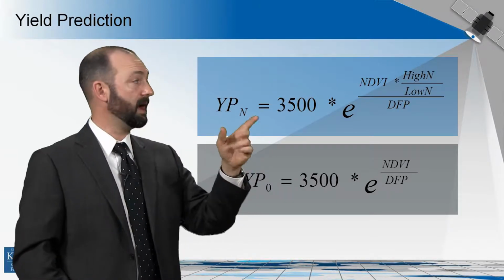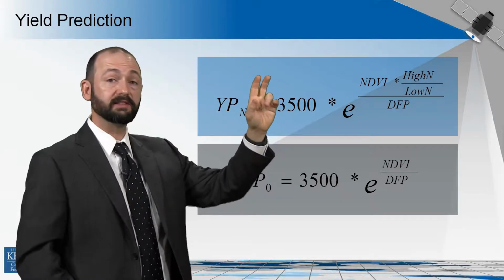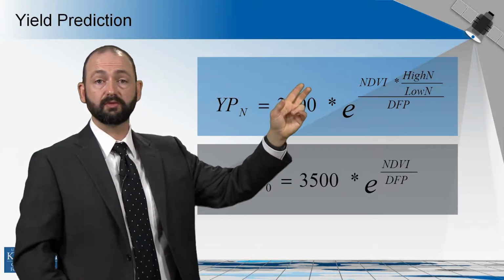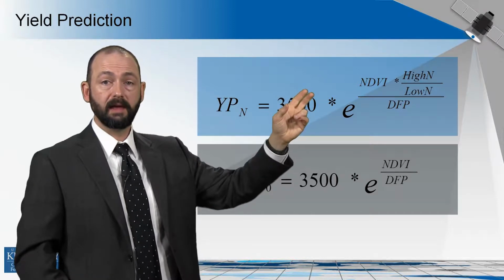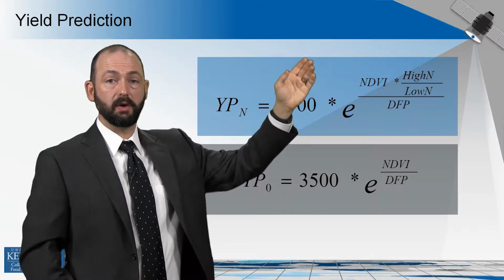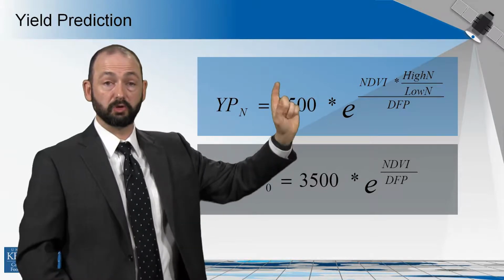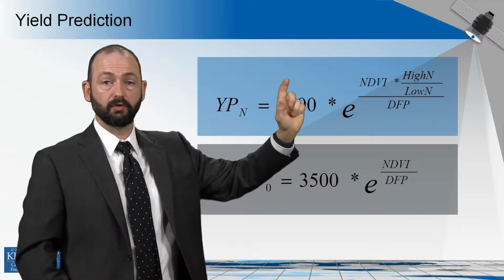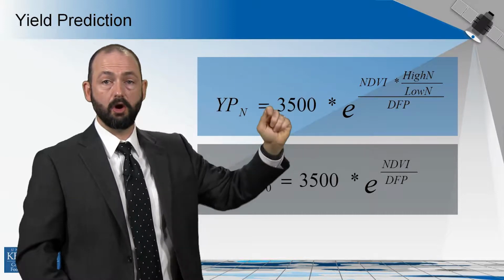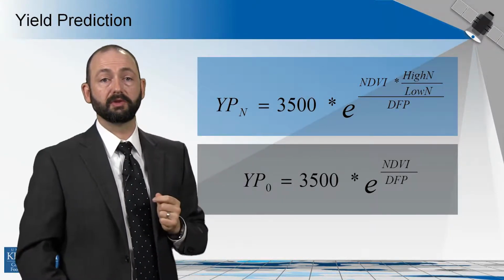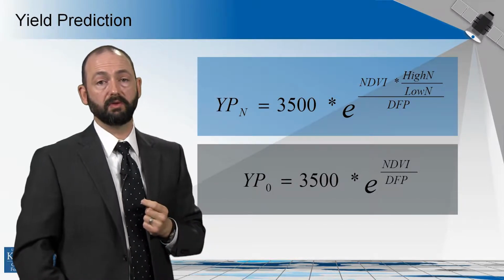So as we look up here, we've got yield with nitrogen is equal to 3,500 times e to the power of NDVI, that's the NDVI of the crop currently in the sensor's view as I travel across the field, and remember that's refreshing about every second, times that ratio of the high-end reference area divided by the low-end reference area, the response index we talked about. So response index times NDVI over days from planting. And so this 3,500, that's one of those factors that's developed through local research.